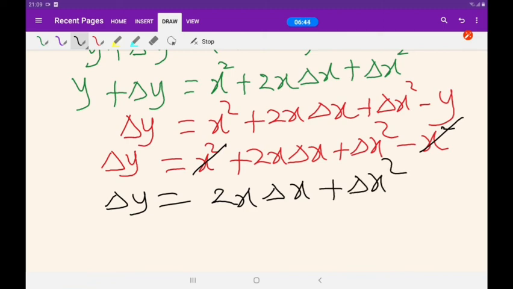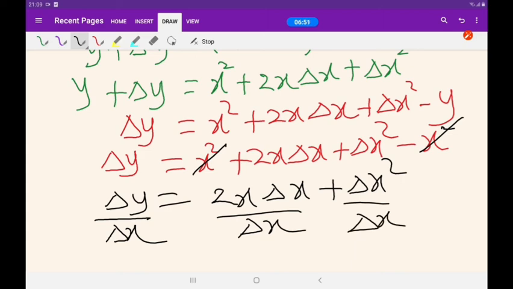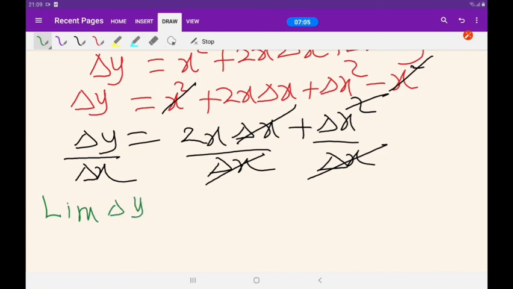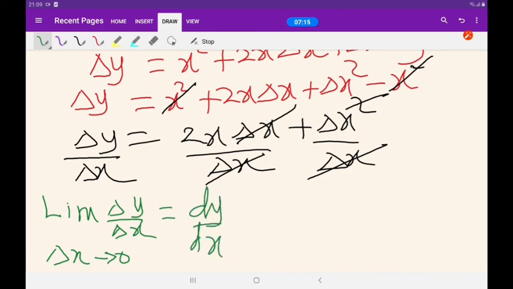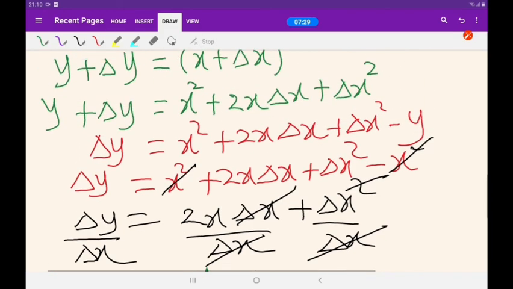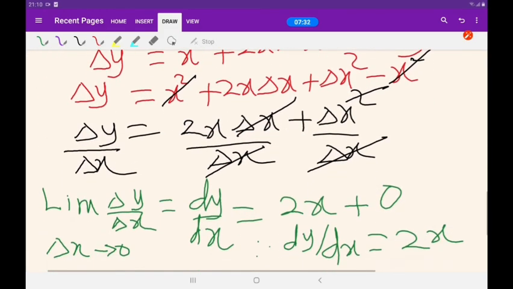So what's the next thing we do? Very good. Divide both sides by delta x. Delta x cancels one of the delta x here. So what's the next thing we do from what we did before? It's the limit of delta y over delta x as delta x tends to 0. Very good. And that becomes our exact value. So the answer will now be 2x plus delta x, and delta x is now 0. Therefore, dy dx is now equal to 2x. Meaning, if we differentiate x squared, you will get 2x.